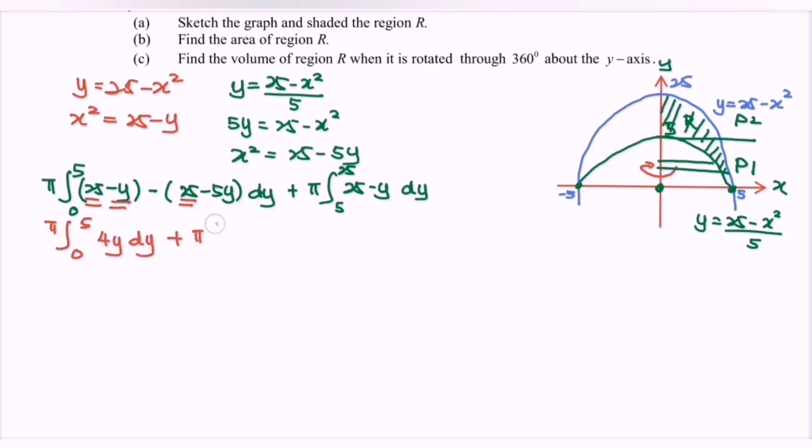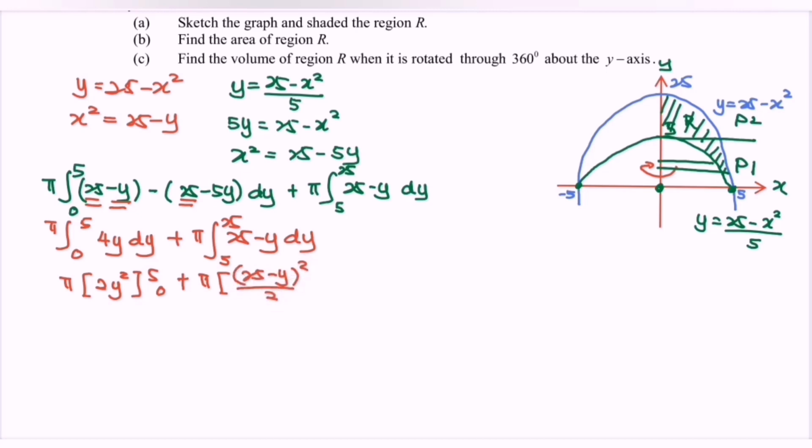Plus pi integrate, we have 25 minus y with respect to y from 5 until 25. Kindly integrate the situation. So here we have 2y squared, limit 5, 0, then pi. Plus, we have pi integrate 25 minus y bracket squared over 2, negative 2. So 25, 5.